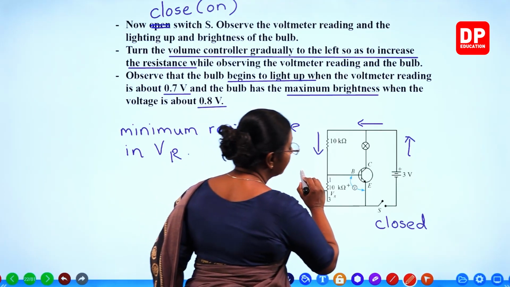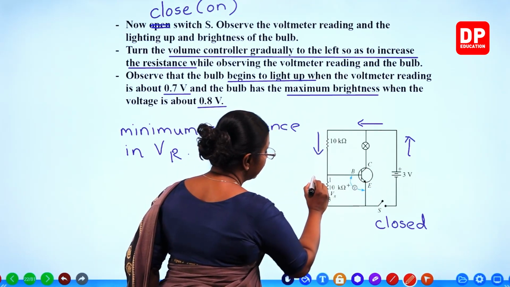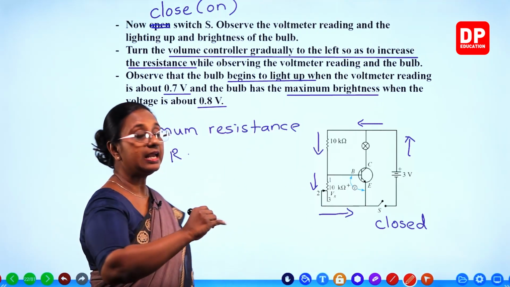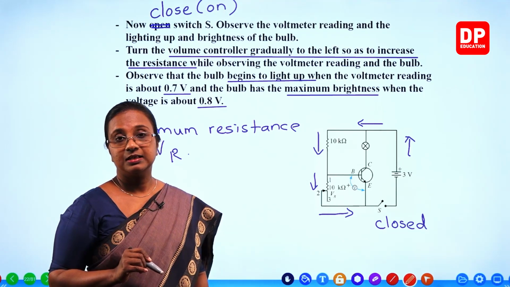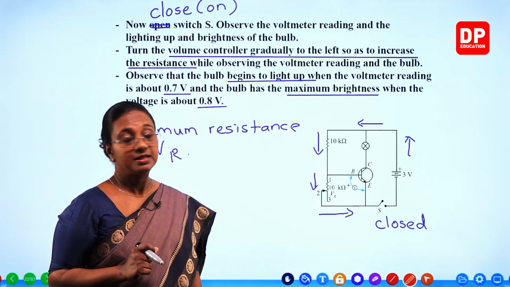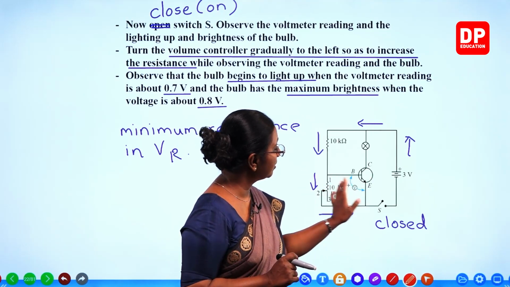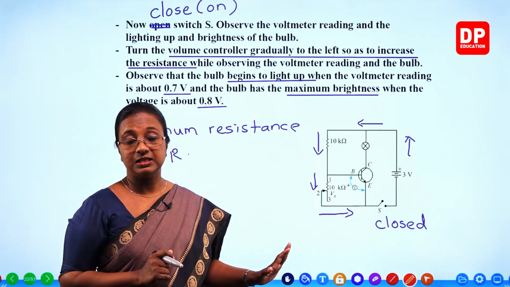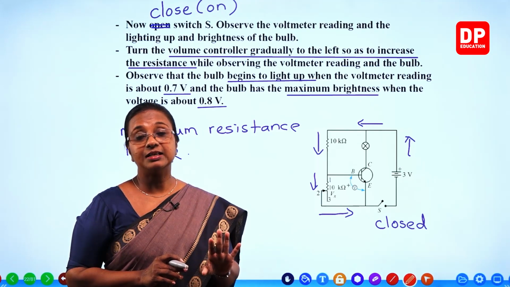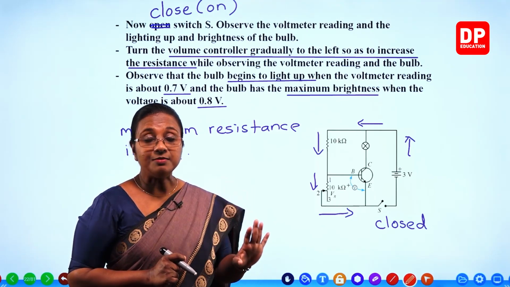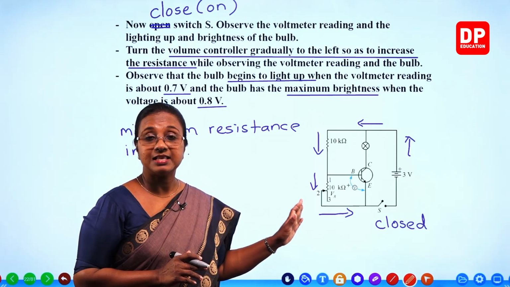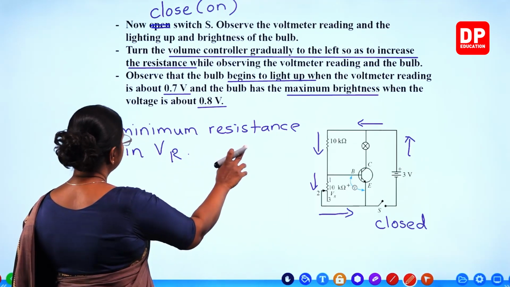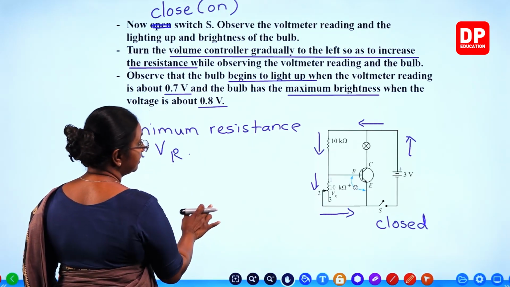Because of that, there will be no current flowing through base. Instead, current flows this way through the external circuit. So then what happens? There is no current flowing through the base of the transistor. Therefore, there is no current flowing through the collector. No base current, no collector current. So that means the transistor acts as an open switch. You have to remember that. So minimum resistance in volume control resistor.